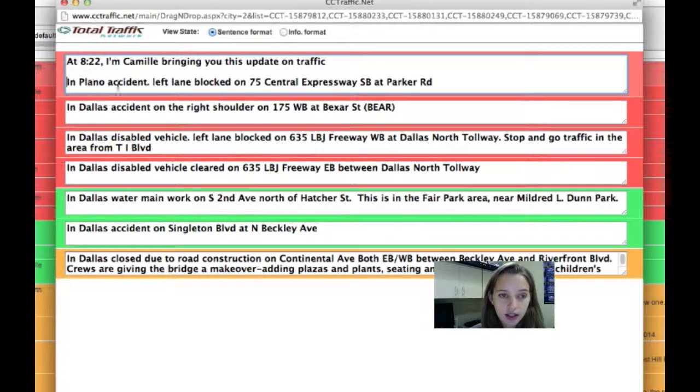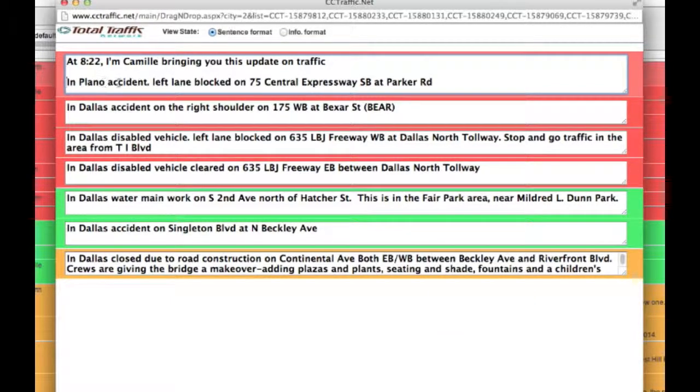As you can see, these sentences here are not complete. In Plano accident, you wouldn't ever say that conversationally. So your job now is to sometimes arrange the order, but most of the time just add in words to make it conversational.